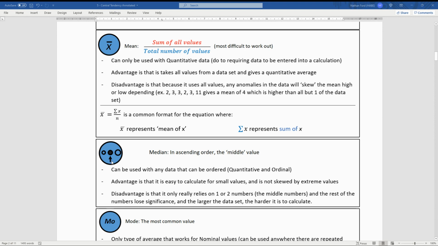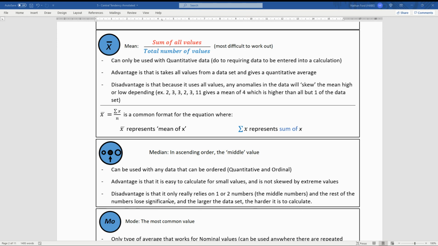Then you have the median, and as the picture says, it's the middle number. Make sure you have it in ascending or descending order. This can be used with any data that can be ordered, including ordinal data. Okay. Advantage is it's easy to calculate for small values and is not skewed by extreme values.